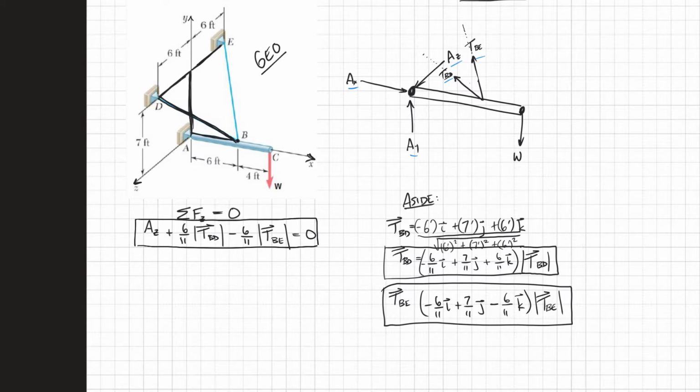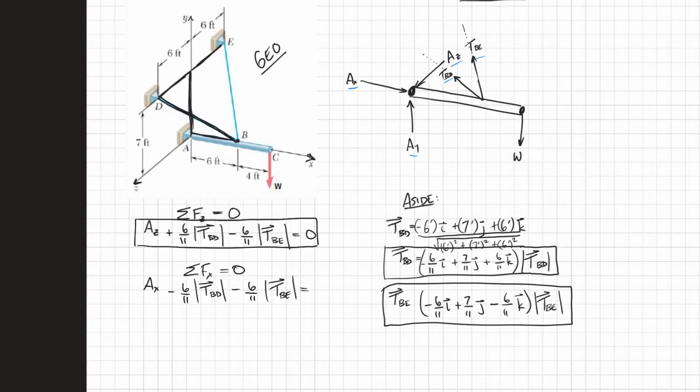Okay, so let's do the sum of the forces in the x. Sum of the forces in the x equals 0. Okay, what forces do we have in the x direction? Well, we've got AX. Okay, I've drawn it in the positive direction. And then I've got the x portion of both of these tensions pushing it back into the wall. So that's going to be the x portion of TBD, which is minus 6 over 11 TBD, and then minus 6 elevenths TBE.